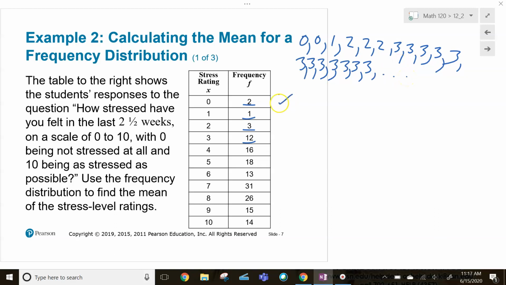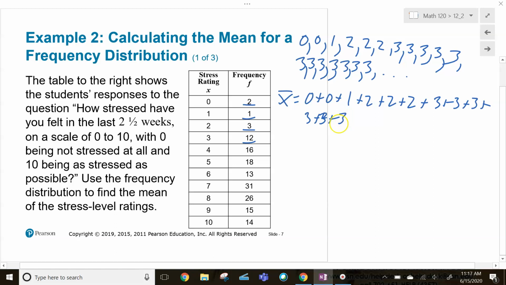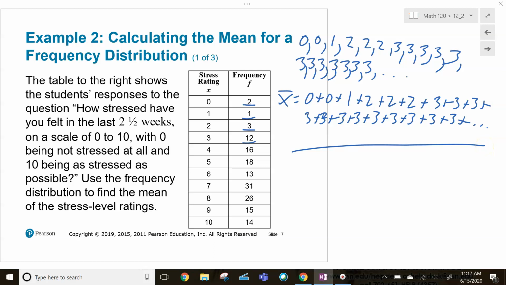So if we're finding the mean, we go 0 plus 0 plus 1 plus 2 plus 2 plus 2 plus, and then I have all these threes. Anyways, this list keeps going. And I divide it by how many numbers there are, right? How many of these stress ratings are there? So I'm going to add up this frequency. If I add all these up, I get 151. So I would divide that entire thing by 151.